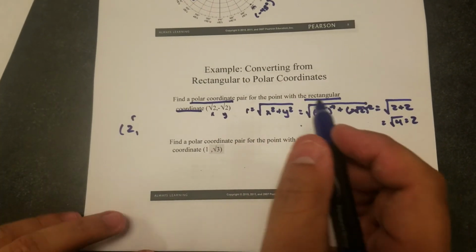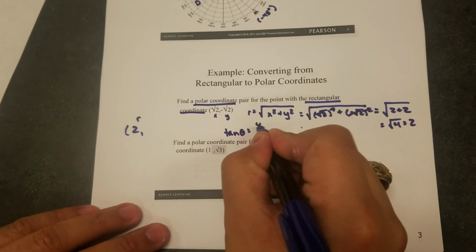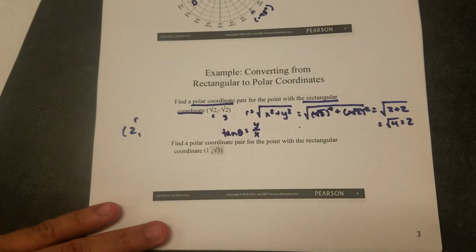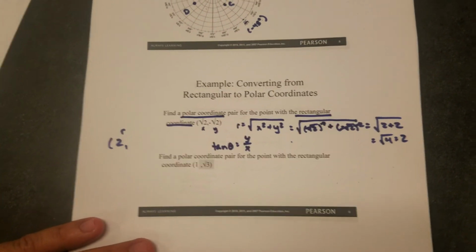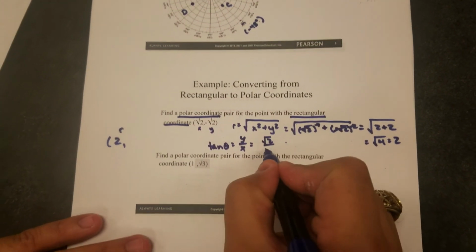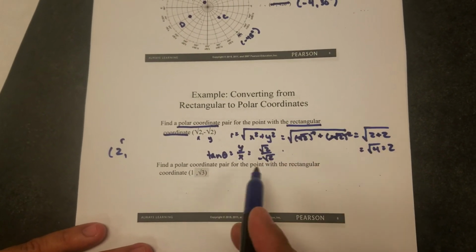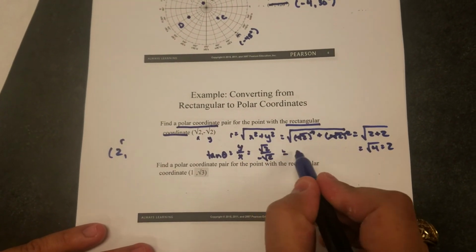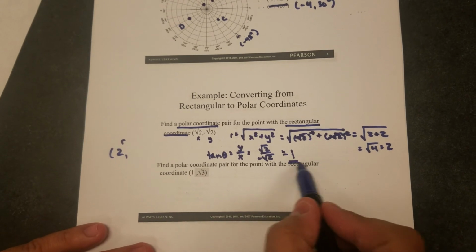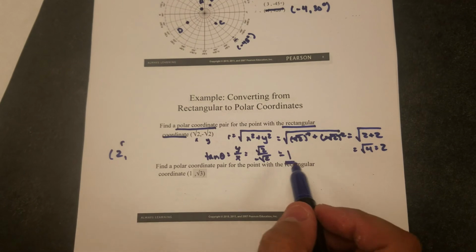The angle, you're going to need a unit circle, but this is just going to be square root of 2 divided by negative square root of 2. So when I divide these two numbers, guys, this equals negative 1. So I want to find where on the unit circle does my tangent equal negative 1.